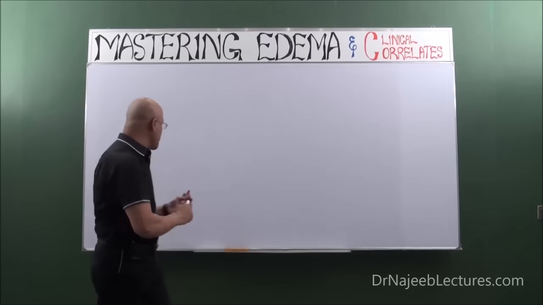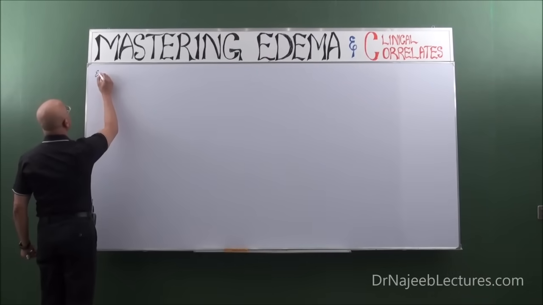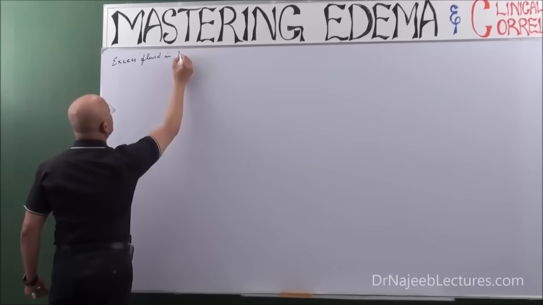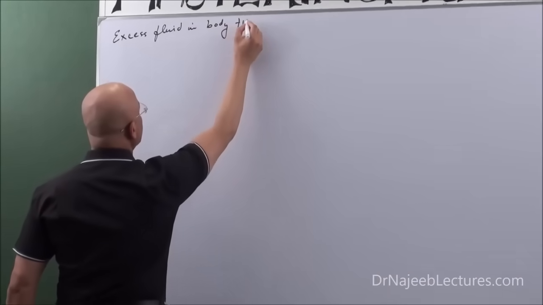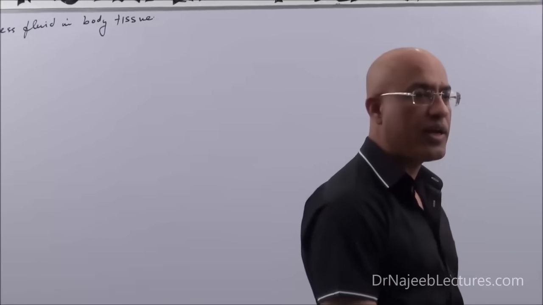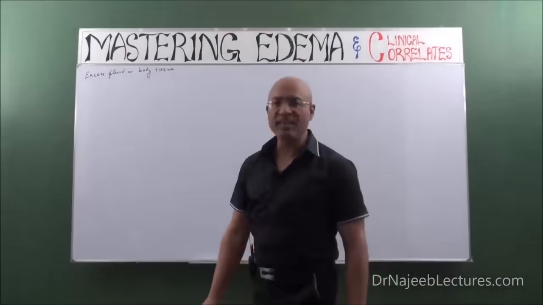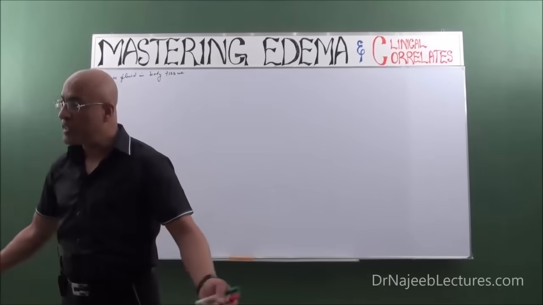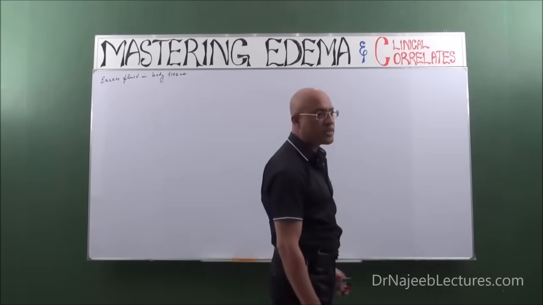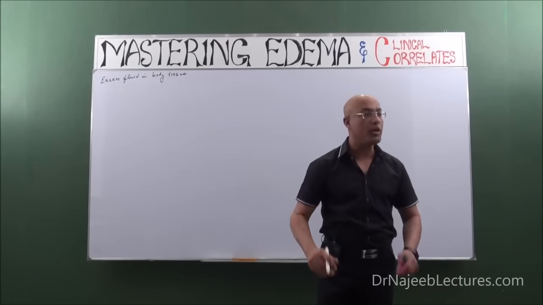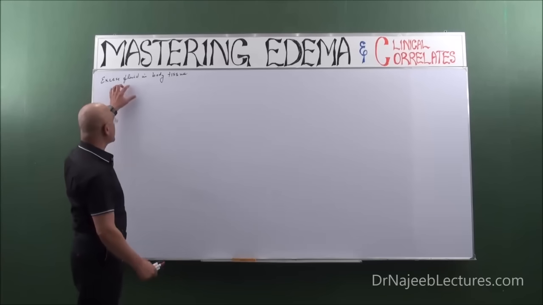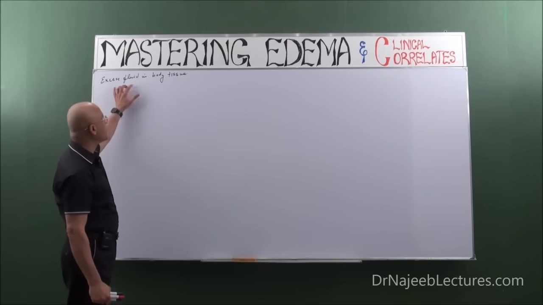What is edema? Edema is excess fluid in body tissues, that's it. It may be intracellular or extracellular, right? When you say edema means fluid in interstitium, that is wrong, because normally there is fluid in interstitium. And if you say edema is excessive fluid in interstitium, then you miss intracellular edema, right? So edema simply means excessive amount of fluid present in the body tissues.